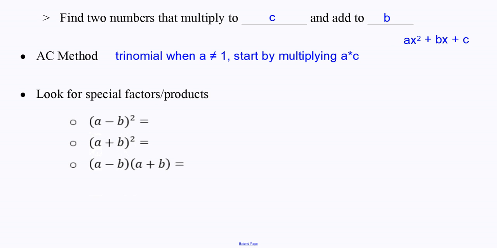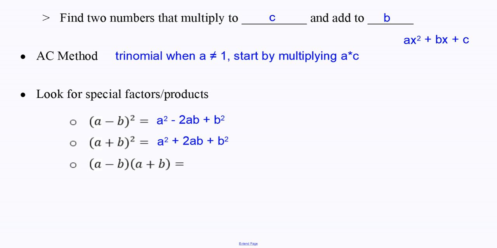We also want to keep in mind some special factors or special products. Okay. If I see something that looks like either one of these two patterns, a squared minus 2ab plus b squared, or a squared plus 2ab plus b squared, then this could be a perfect square trinomial. Okay. And again, the key to noticing these is the first and last terms will both be perfect squares, and the middle term will be double the square roots of the outside terms.